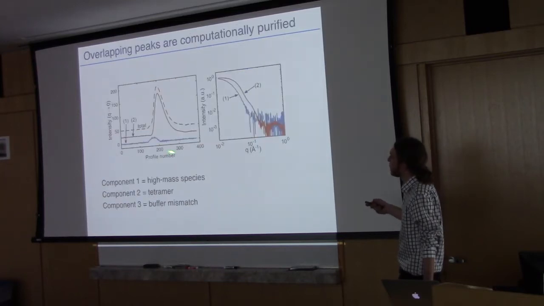And this is what the components look like. Blue is now the separated aggregate component, and red is the separated tetramer. And each one has a corresponding SAXS profile.